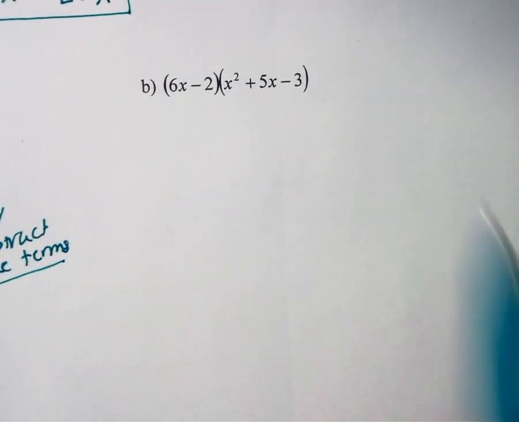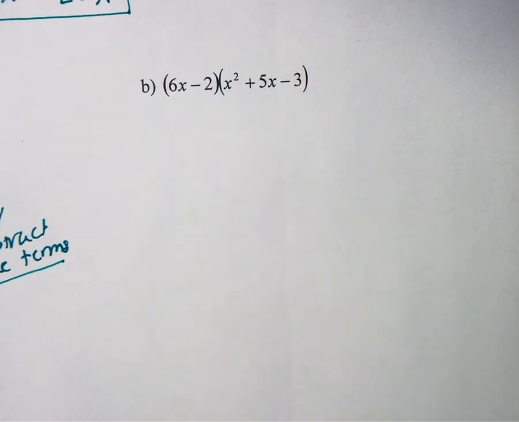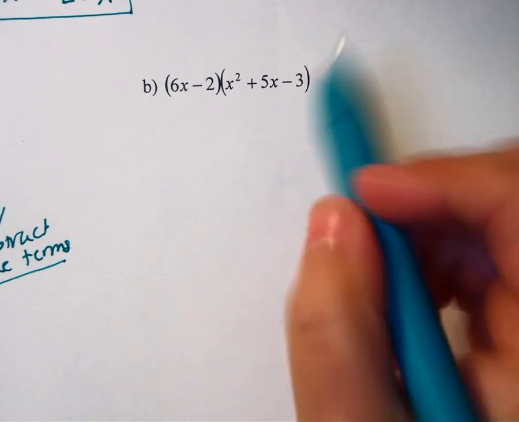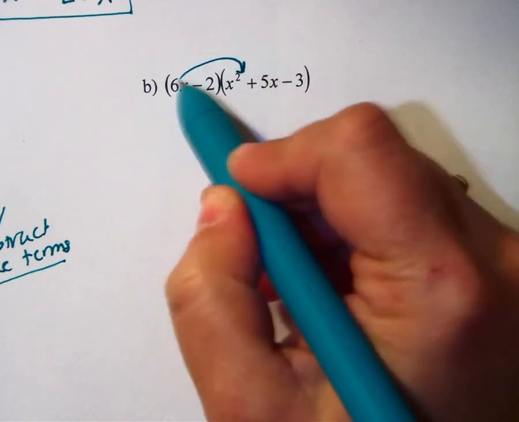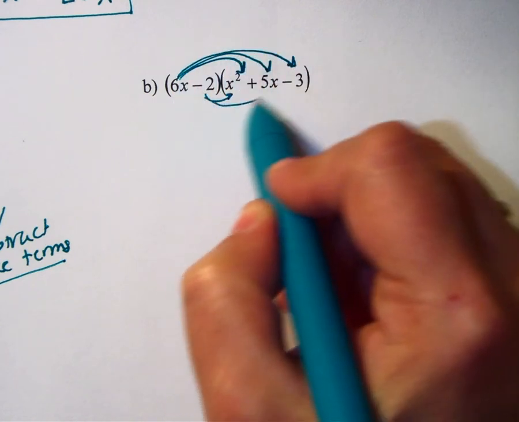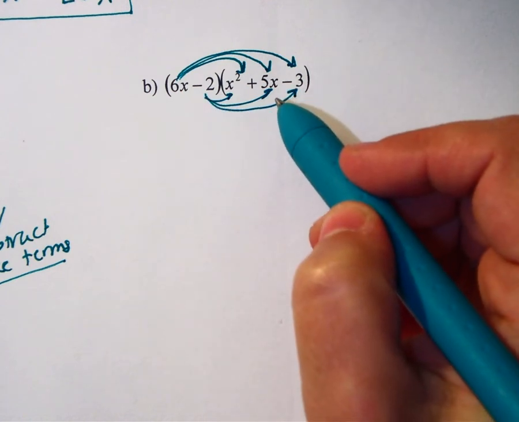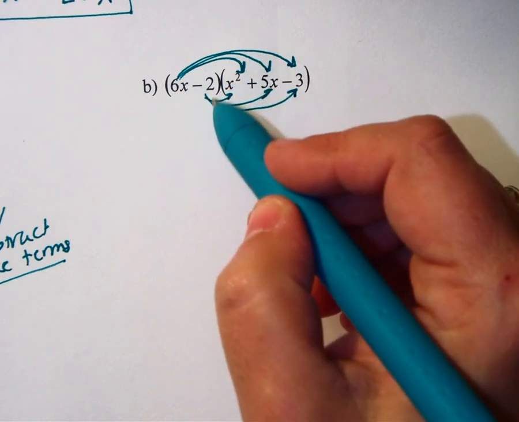So, next one. Ooh, this one's stepping up a little bit more. I've got a binomial, there are 2 terms, times a trinomial, which has 3. Same idea. It's the distributive property. It's still kind of FOIL if you want to call it that. You can also make it a box method. You're going to take 6x and multiply it by all 3 things in here. You're going to take a negative 2 and multiply it by all 3 things in there. So you should end up with 6 terms: 3 from multiplying the first number, 3 from multiplying the second number, grand total is 6.